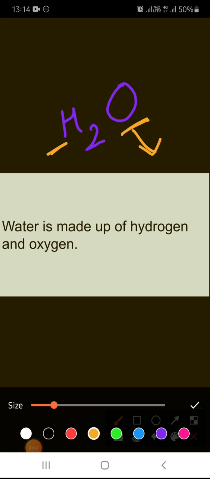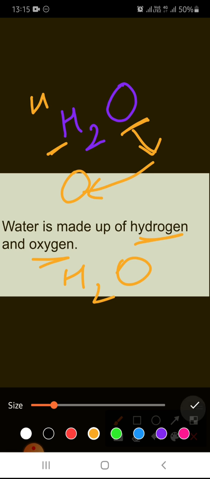Now let's start with water. We know that water is made up of hydrogen and oxygen. Do you know what the formula of water is? It is H2O. Here H stands for hydrogen, an element, and O stands for oxygen. So the formula of water is H2O, and water is made up of two elements. The first one is hydrogen and the other one is oxygen.